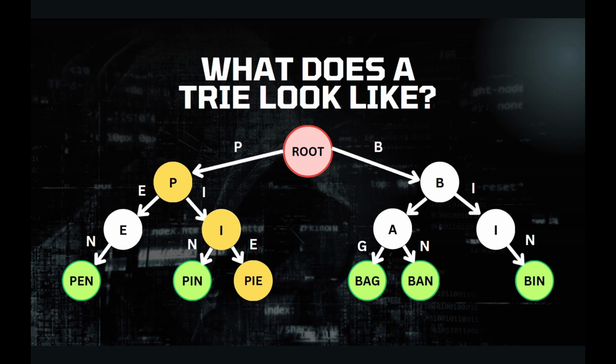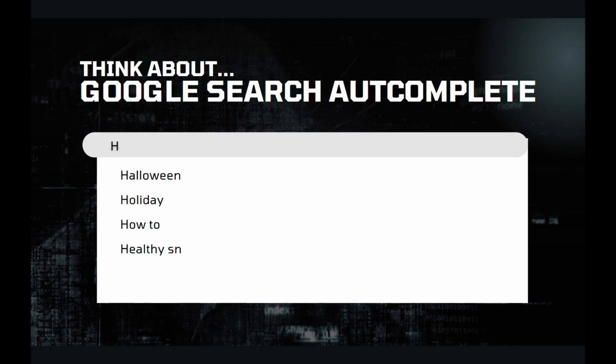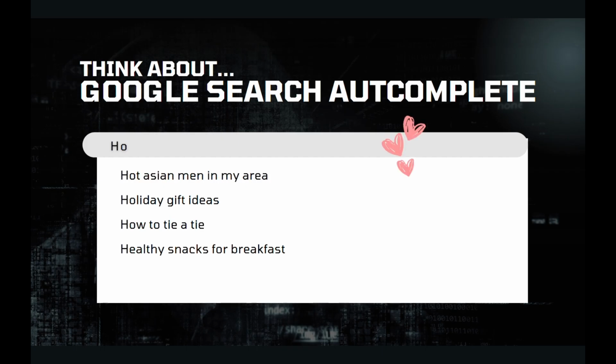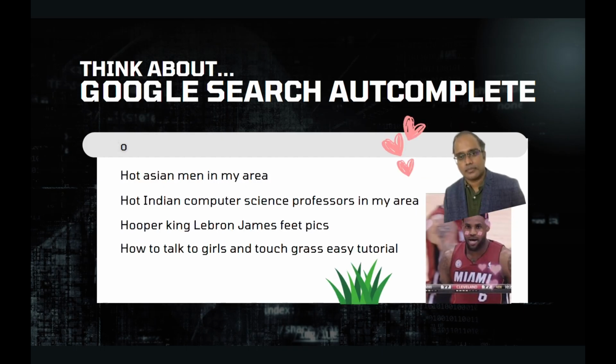A good analogy is Google search autocomplete. When you search the letter H in your Google search engine bar, you might get a couple results like Halloween decorations, holiday gift ideas, anything common, anything probably in your search history. But then when you type in another letter, it gets more specific. It updates those recommendations based off of the new updated prefix. It finds the validity.